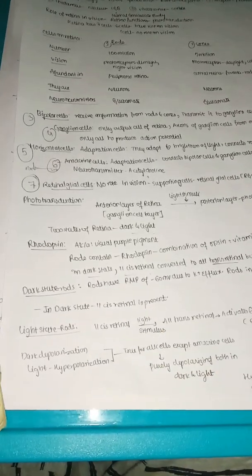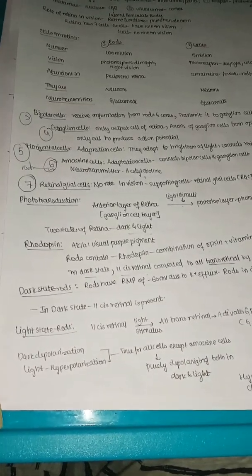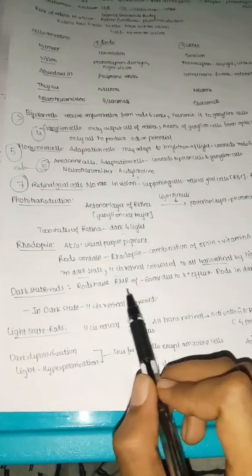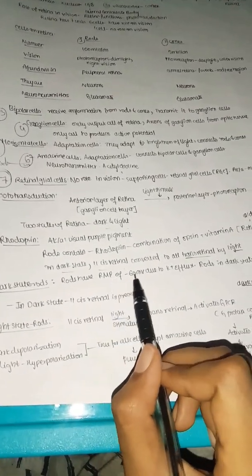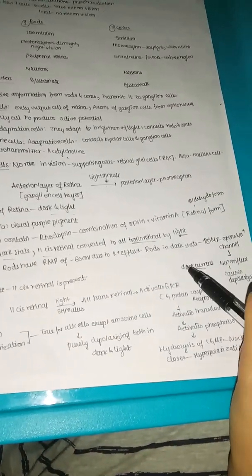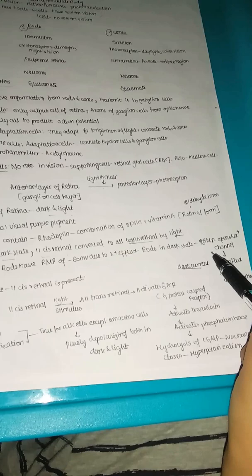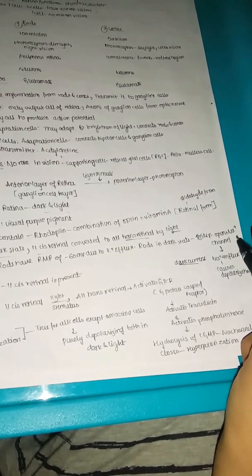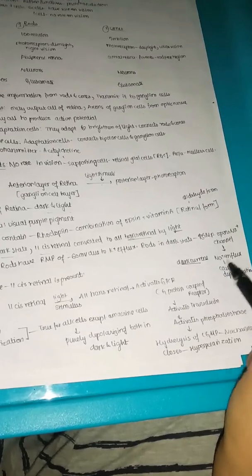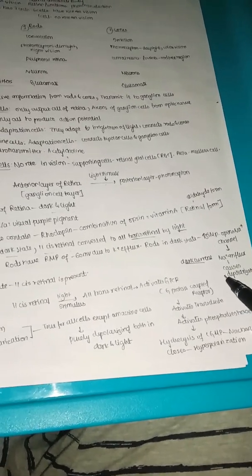Now let us see the dark state rods. As you have seen, there are 2 states of retina, dark and light. Now we will see the dark state rods. Rods have a resting membrane potential of -60 mV, mainly due to potassium efflux, and rods in the dark state have a higher amount of cyclic GMP. Because of this they open the sodium channel and sodium influx takes place, which causes depolarization.